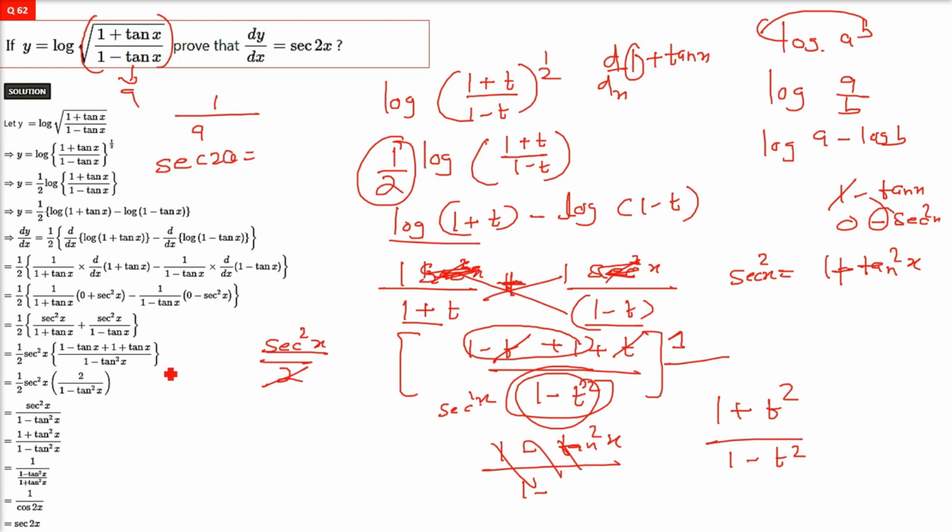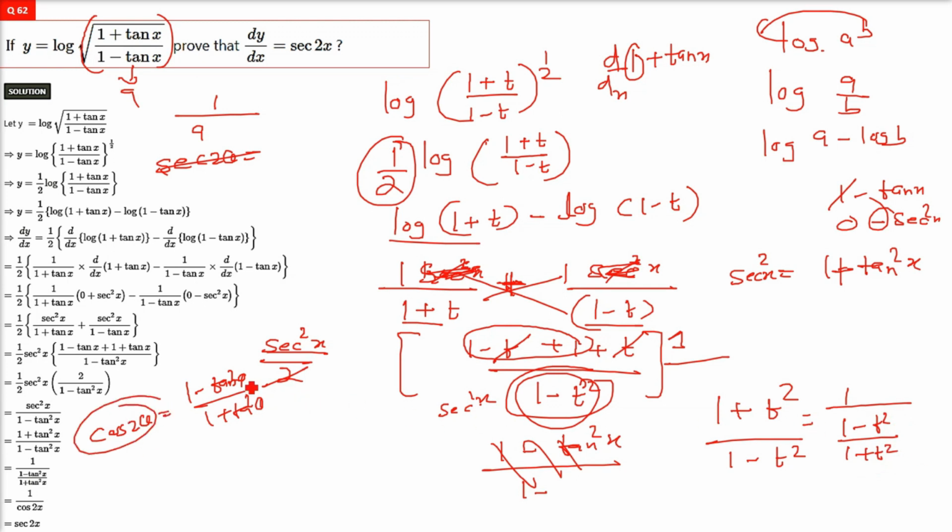Cos 2 theta is 1 minus tan square theta divided by 1 plus tan square theta. You already know that. But we got 1 plus tan square theta by 1 minus tan square theta. So we need a reciprocal. So you can write it as 1 by 1 minus tan square theta by 1 plus tan square theta. This is cos 2 theta in the denominator. So 1 by cos 2 theta it will be, which is sec 2 theta or sec 2x. Theta and x I am using interchangeably. It is sec 2x. So here I told you sec square equals 1 minus tan square, which was wrong. Sec square theta is 1 plus tan square theta.